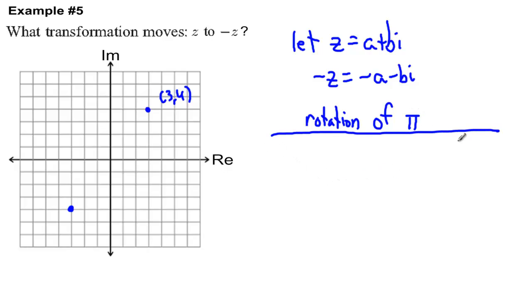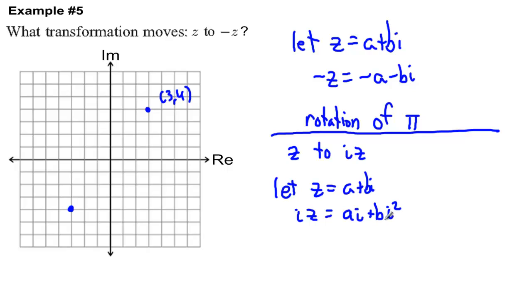Let's just draw a line here. What would it be to take z to iz? Well, again, let's start with z to be a plus bi. For iz, we're going to multiply everything by i. That would now become ai plus bi squared. So bi squared would become negative b plus ai. You can see what happens if I took 3, 4: the b would switch and become a negative, so negative 4, and the a would be 3, so it would switch over onto that range. So that's a rotation from the first quadrant into the second quadrant, and that is a rotation of 90 degrees.